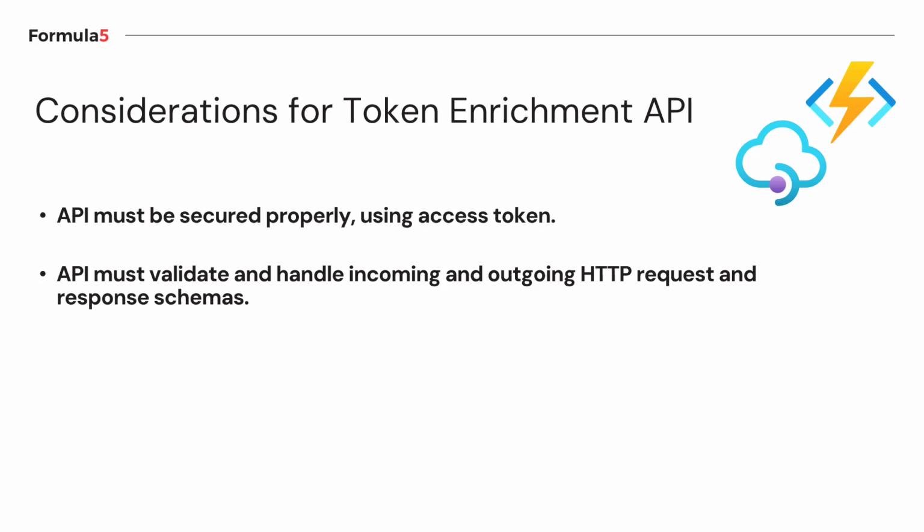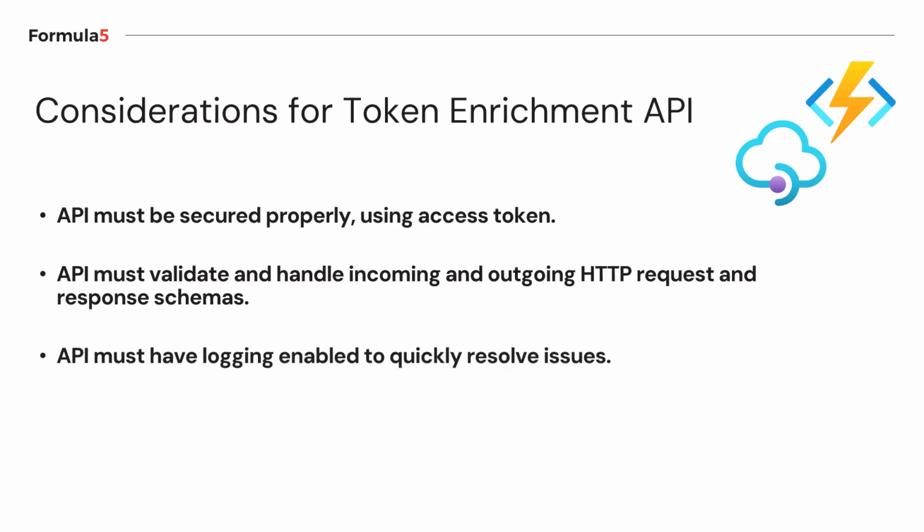The API must validate and handle incoming and outgoing HTTP request and response schemas. Again, there is a specific schema, or specific contract, that is used to exchange data between Entra External ID or Entra ID and a token enrichment API. So the data has to be in a specific format, so in the end Entra can understand what claims were returned, and then Entra can include those claims in the resulting ID or access tokens.